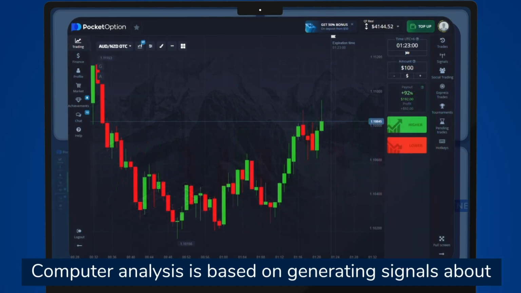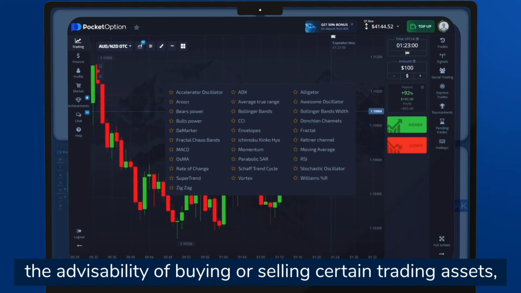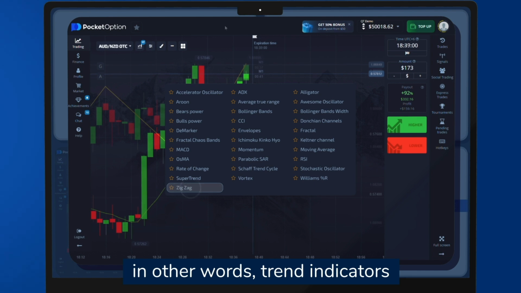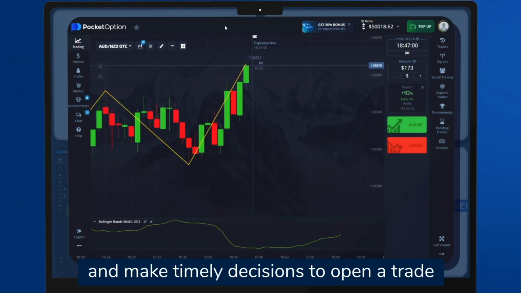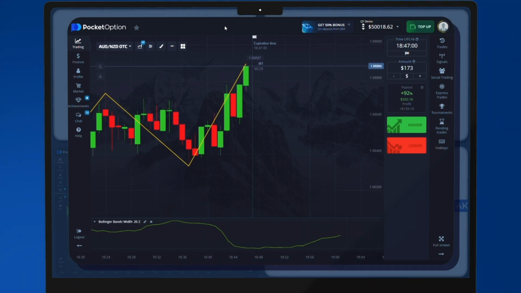Computer analysis is based on generating signals about the advisability of buying or selling certain trading assets. In other words, trend indicators. With them, you can quickly analyze the situation and make timely decisions to open a trade in the right direction.